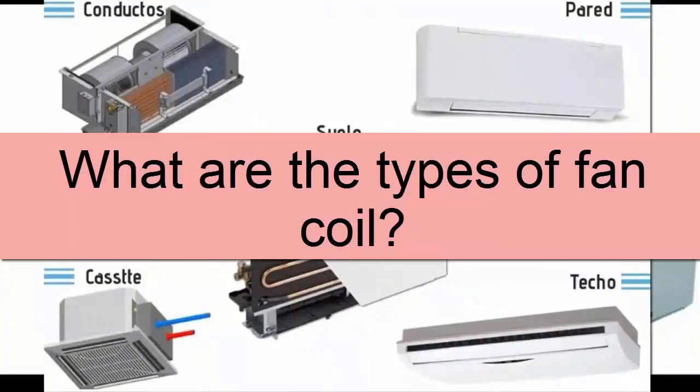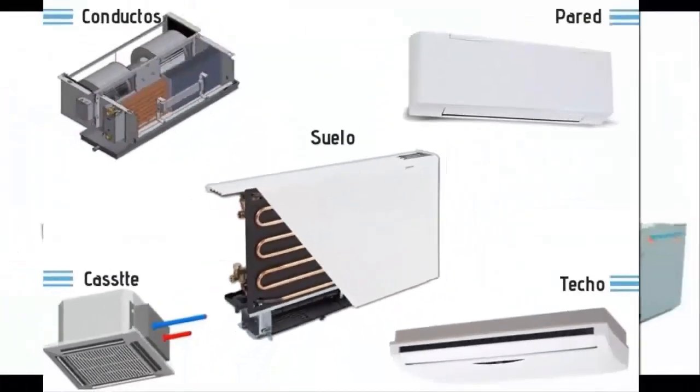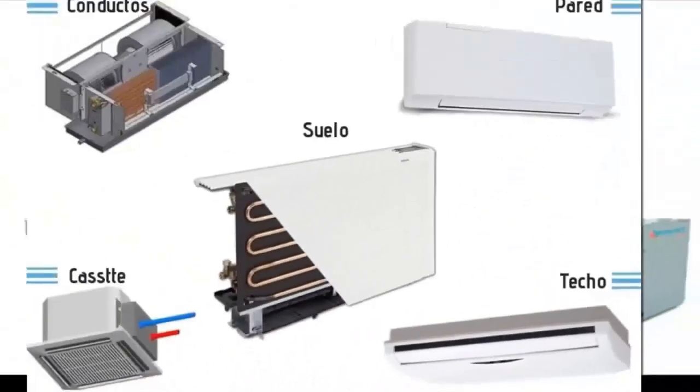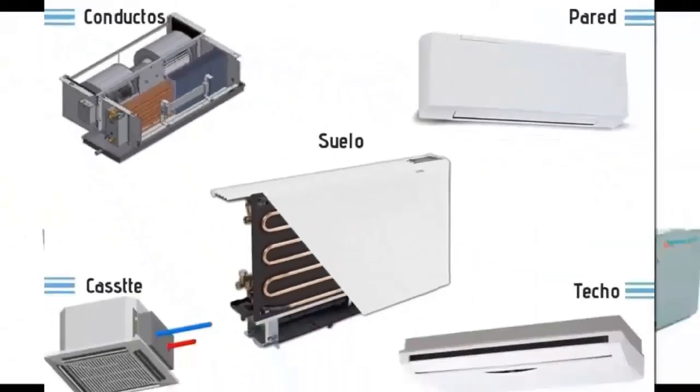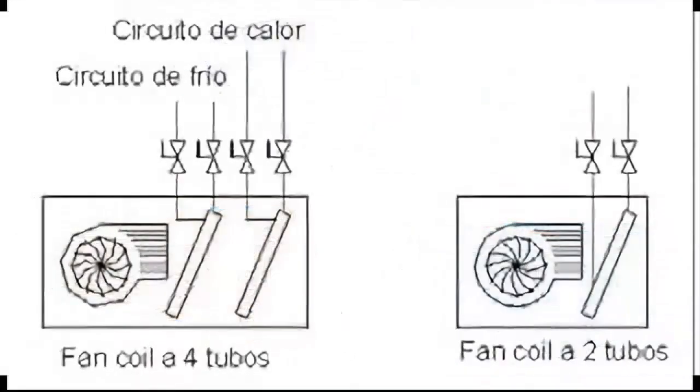What are the types of fan coil according to their location? Regarding the type of device or unit, the fan coils can be: 1. Floor fan coil. 2. Wall fan coil. 3. Ceiling fan coil. 4. Duct fan coil. 5. Cassette fan coil.